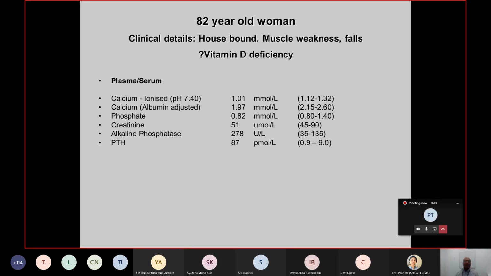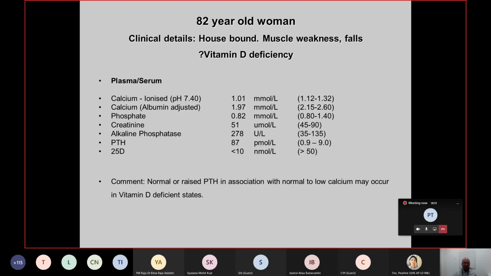So this patient, an 82-year-old woman who lives at home, doesn't go out much, who's weak and has had a fall, question vitamin D deficiency. She's clearly hypocalcemic. Phosphate is low as well. Alkaline phosphatase is raised and PTH is very high. So she's got secondary hyperparathyroidism, and the cause is vitamin D deficiency, clearly vitamin D deficient. And these patients can present with osteomalacia, but more often they present with osteoporosis and/or fracture. They also have falls due to muscle weakness due to vitamin D deficiency.